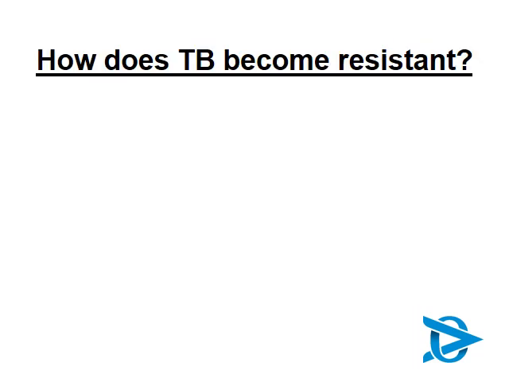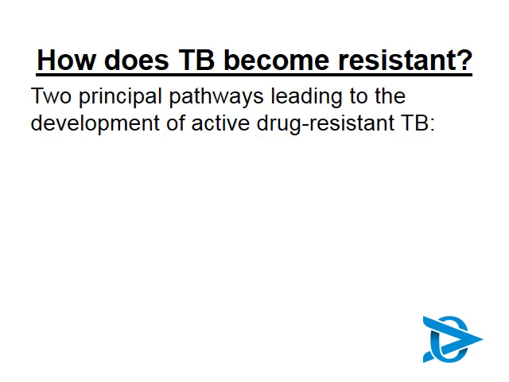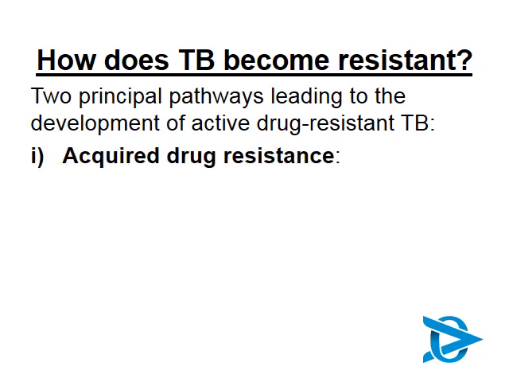So how does TB become resistant? And I'm merely going to mention the two possible pathways that we see, which is very similar to other strains of organisms that become resistant. There's your acquired drug resistance. So this is somebody who's been on TB treatment. TB treatment was drug sensitive when they started. Due to whatever factors, they had not been able to adhere properly to their treatment, and that particular TB organism mutates and they become drug resistant.